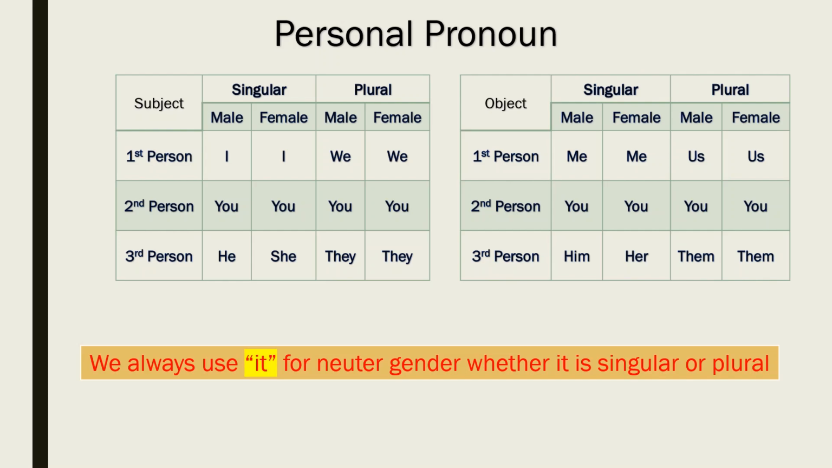And what is the third person? Third person is a particular person about whom we are talking in a particular sentence. So those can be singular as well as plural.